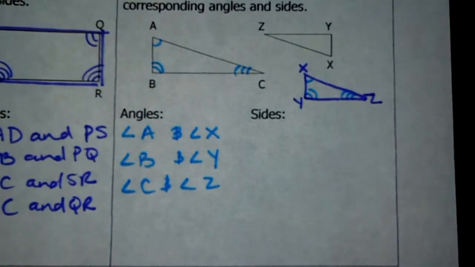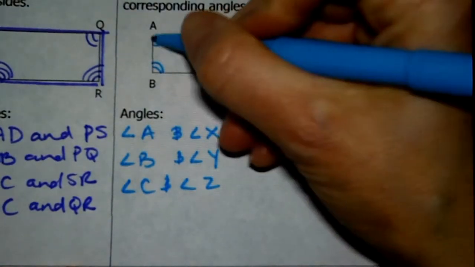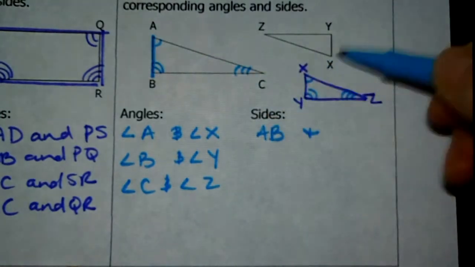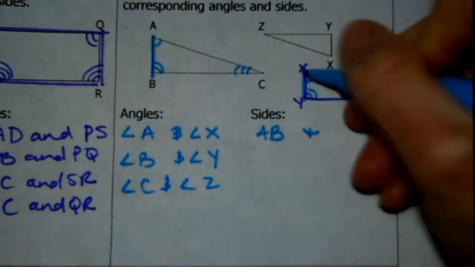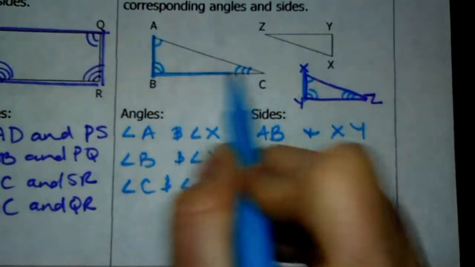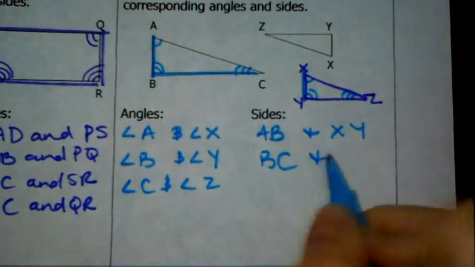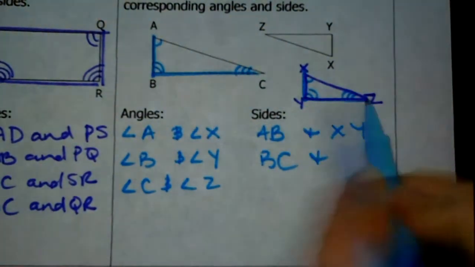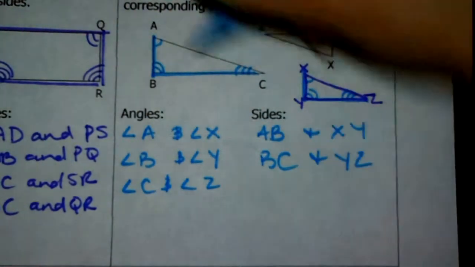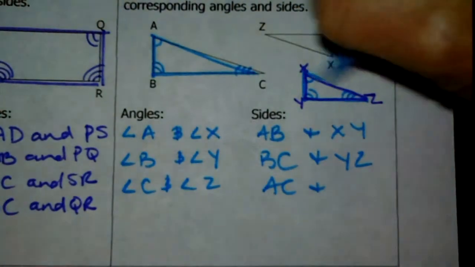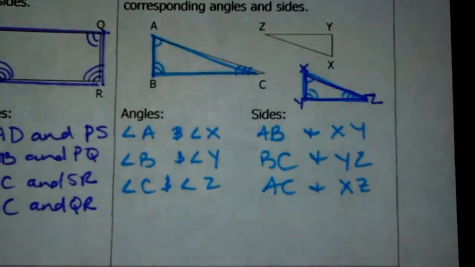And now we have our side lengths to match up. So again, we're going from A to B, AB, and I wouldn't say YX, I would say XY. And then we have BC and YZ. All right, and then our last one, I'm going to go from A to C. If I go from A to C, that means I have to go from X to Z. I can't go from Z to X. The order must be the same.